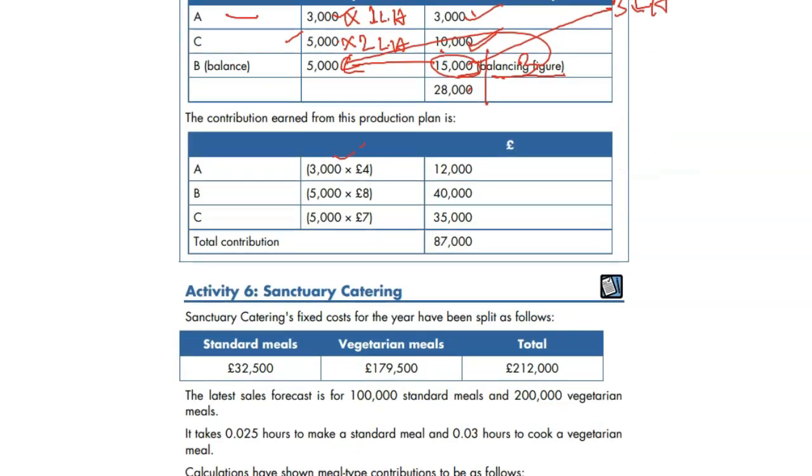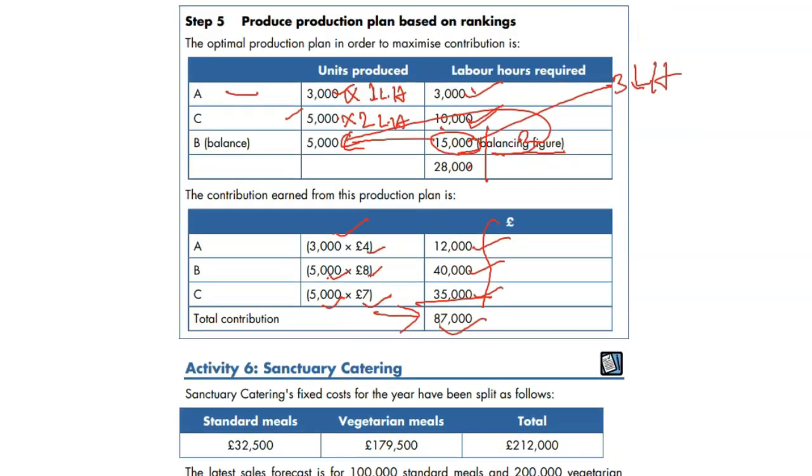If we produce 3,000 units of A, contribution per unit is 4, so total contribution of 12,000. And 5,000 of B, contribution per unit is 8, total contribution of 40,000. And 5,000 of C, contribution per unit is 7, total contribution is 35,000. Added up, my ultimate contribution is 87,000. If you follow that plan, our profit will be maximized.